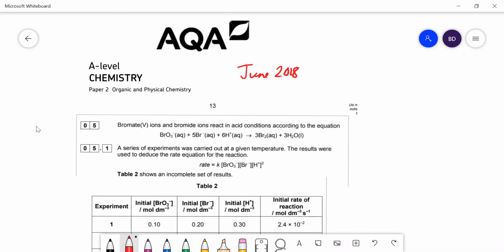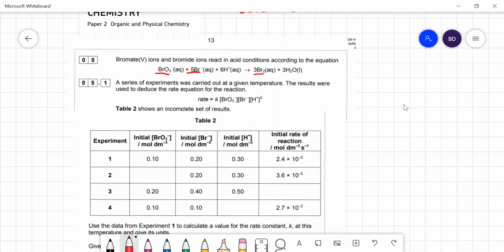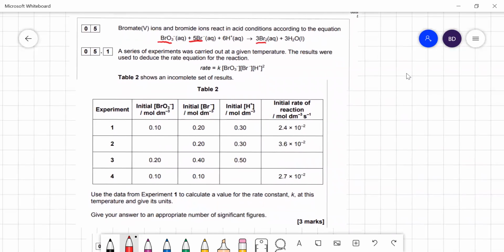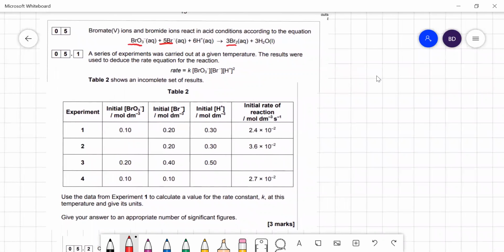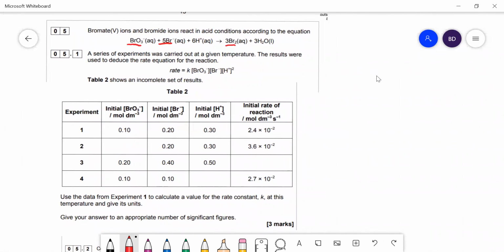Okay, so a rate of reaction question here. We've got bromate ions reacting with bromide in acid to give us bromine. A series of experiments was carried out at a set temperature, and the results were used to deduce the rate equation, which is there. Table 2 shows an incomplete set of results. Use the data from experiment 1 to calculate a value for the rate constant K and give its units.